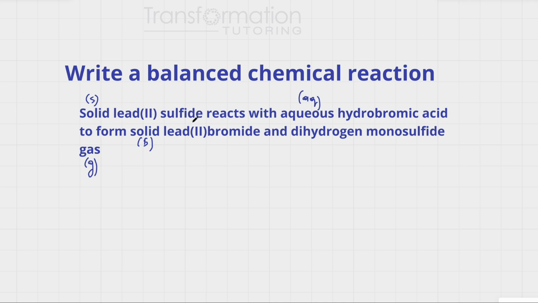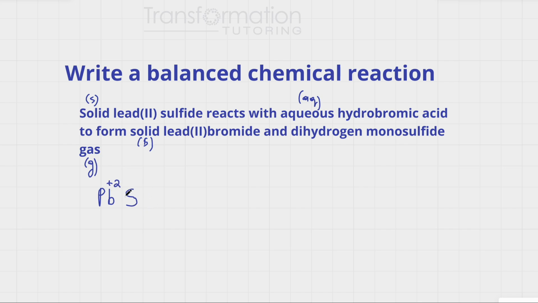First, I'm given lead(II) sulfide. The symbol for lead is Pb, and sulfide comes from the nonmetal sulfur. This is an ionic compound because it consists of a metal and a non-metal. Metals are to the left of the staircase on the periodic table, and non-metals are to the right. This 2 is the oxidation number for my lead, so it has a charge of +2.